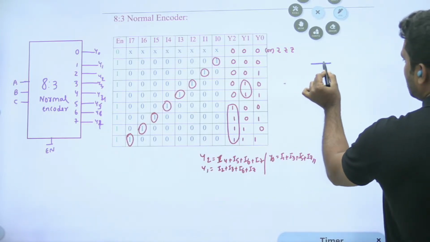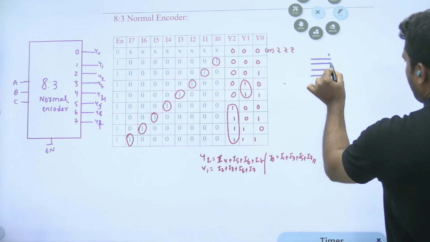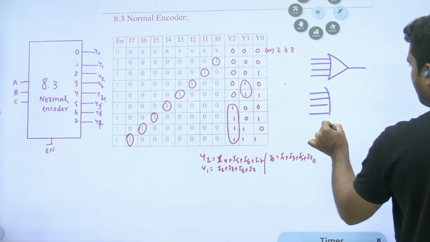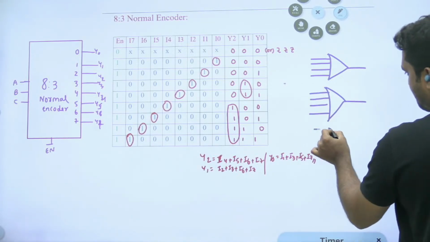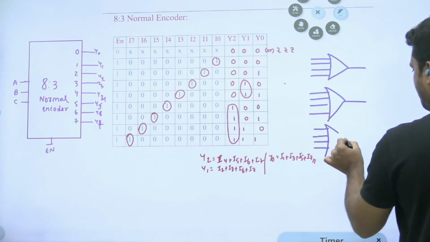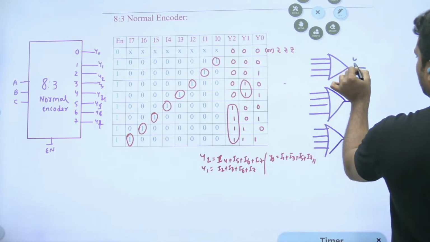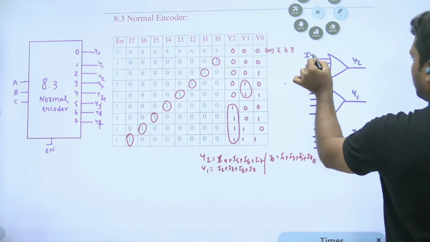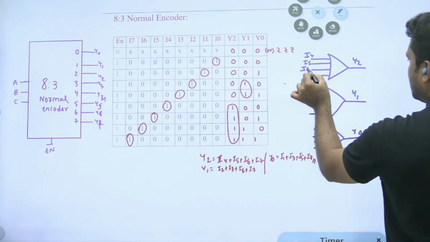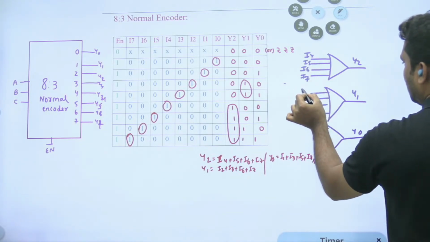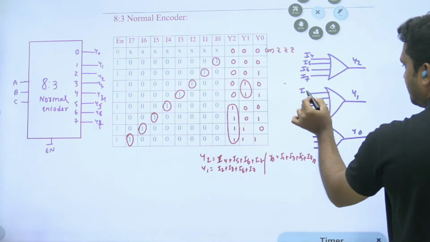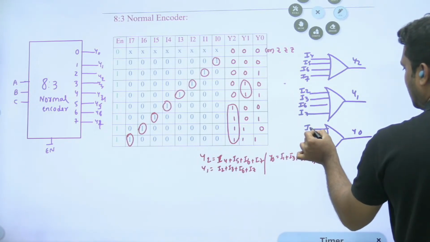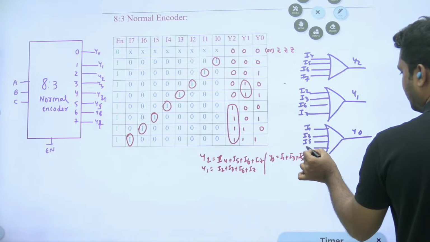See, this is Y2, Y1, Y0. Y2 is I4, I5, I6, I7. Y1 is I2, I3, I6, I7. Y0 is I1, I3, I5, I7.